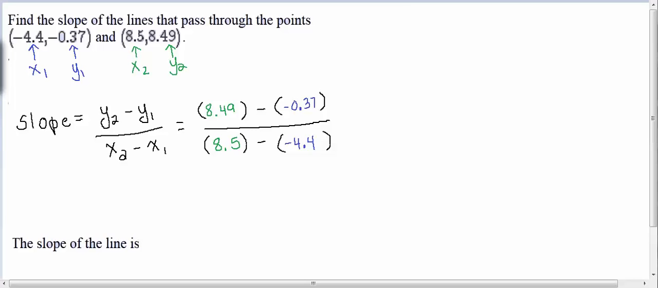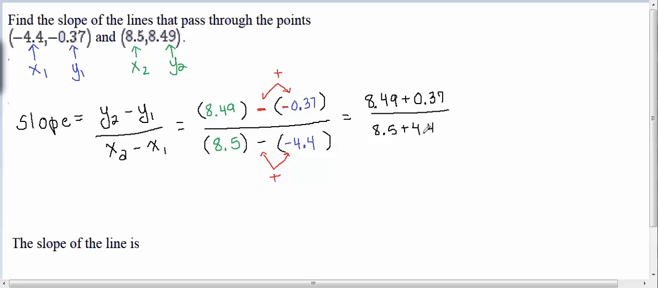Just taking a look at this, I notice that both in the numerator and denominator, I'm subtracting negative numbers. So I'm going to rewrite both of those. I'm going to rewrite that as a plus, and I'm going to rewrite this as a plus. So let's rewrite that problem now. And I've got 8.49 plus 0.37 on top. And in the denominator, I have 8.5 plus 4.4.